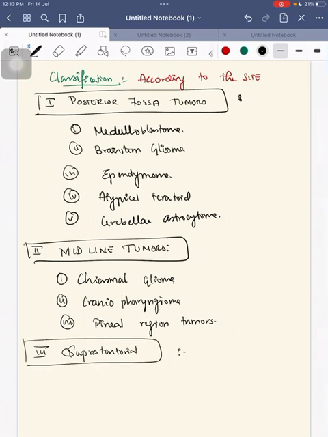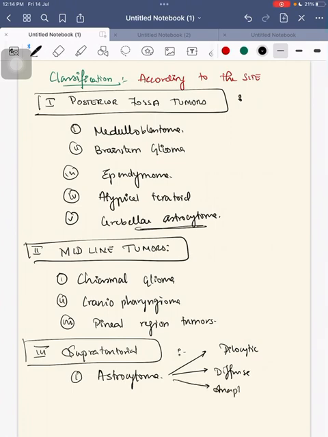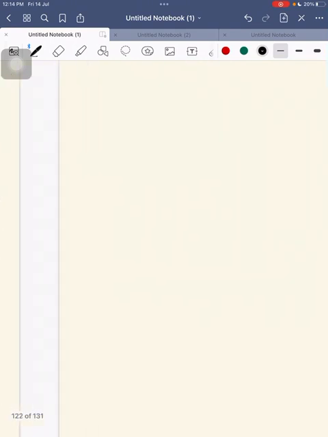In supratentorial tumors, first one is astrocytoma. In astrocytoma, we have 4 grades. First one is pilocytic astrocytoma, that is grade 1. Second one is diffuse astrocytoma. Third one is anaplastic. And fourth one is glioblastoma multiforme. So this is first, astrocytoma.